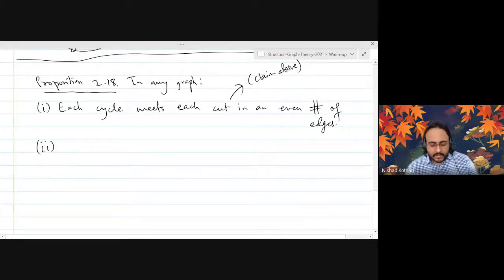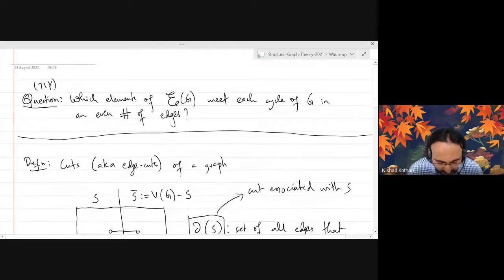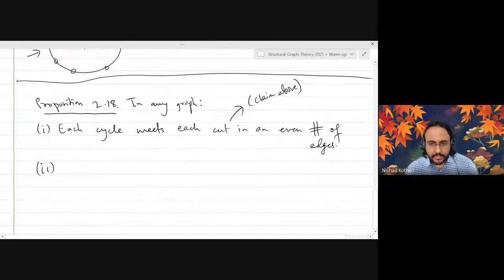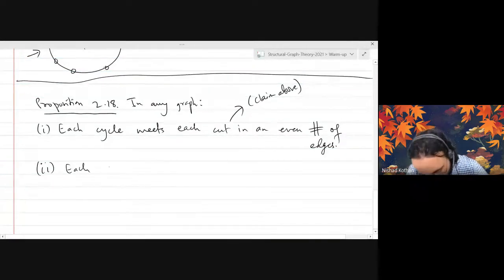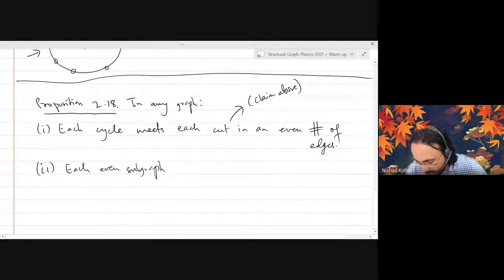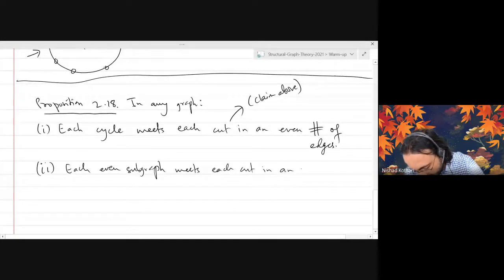But now this implies something else that I think Adanya had observed yesterday, which is that if this is true for the cycles, then this is also true for all the even subgraphs. Can somebody tell me why this is true? Not Adanya? So I claim that each even subgraph of a graph meets each cut in an even number of edges.